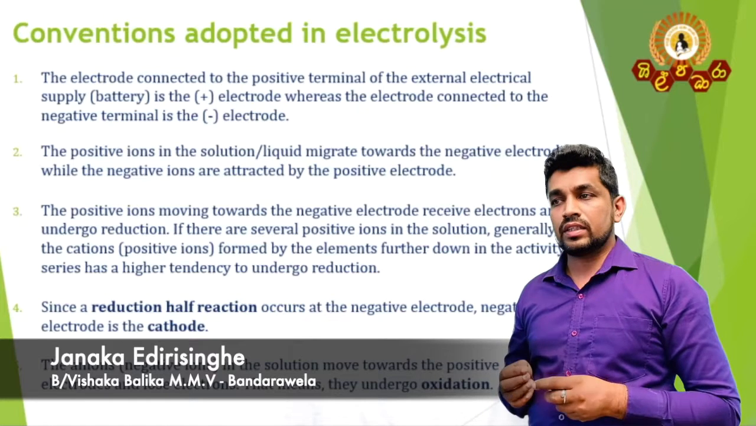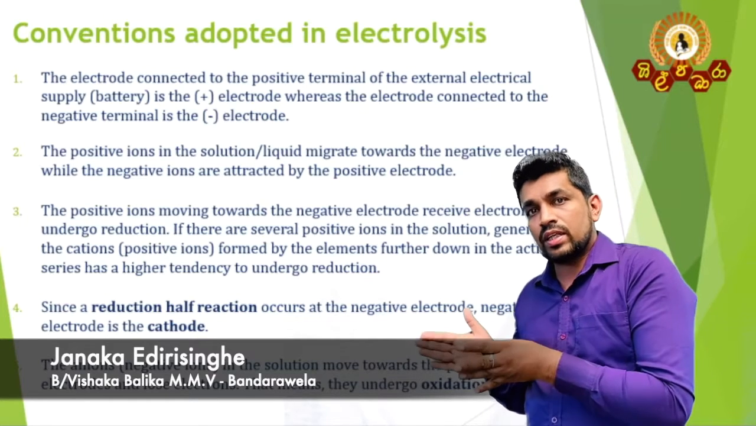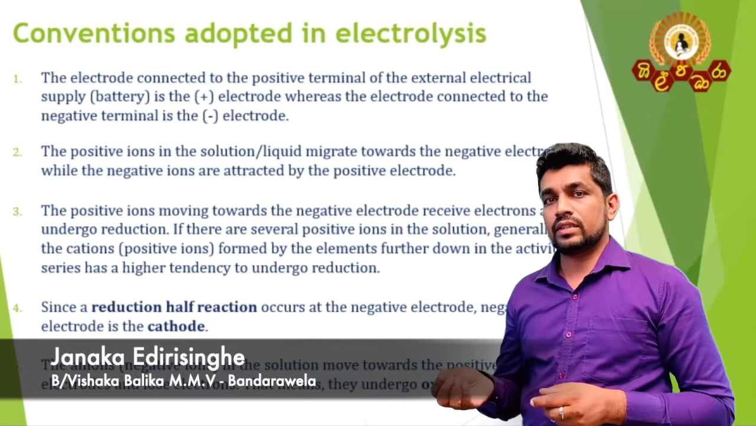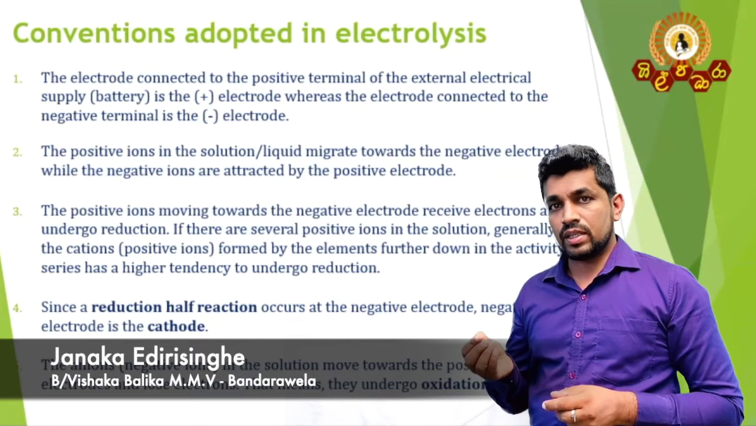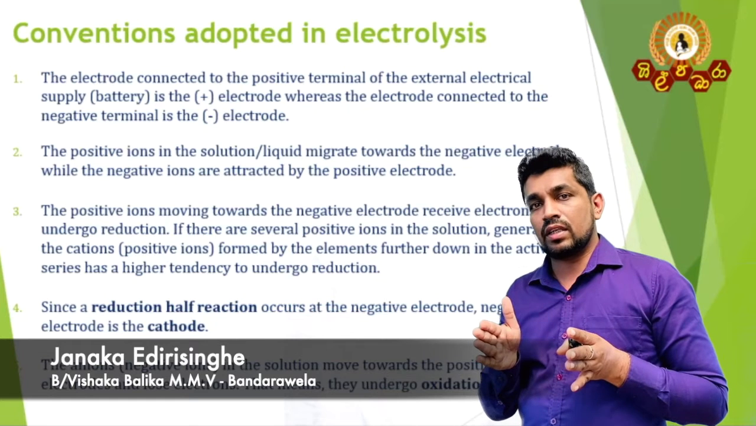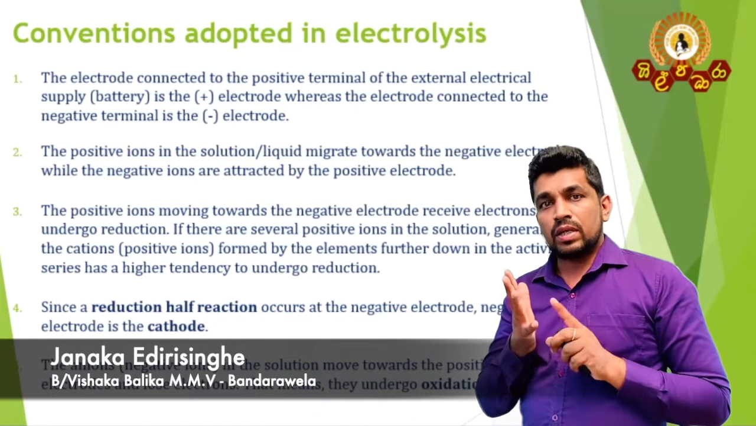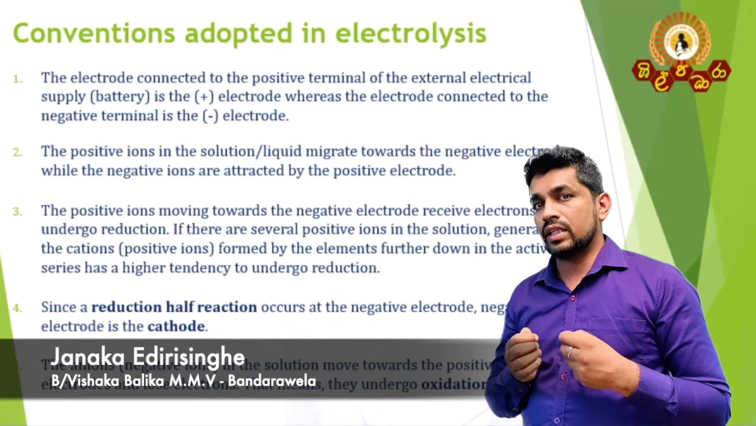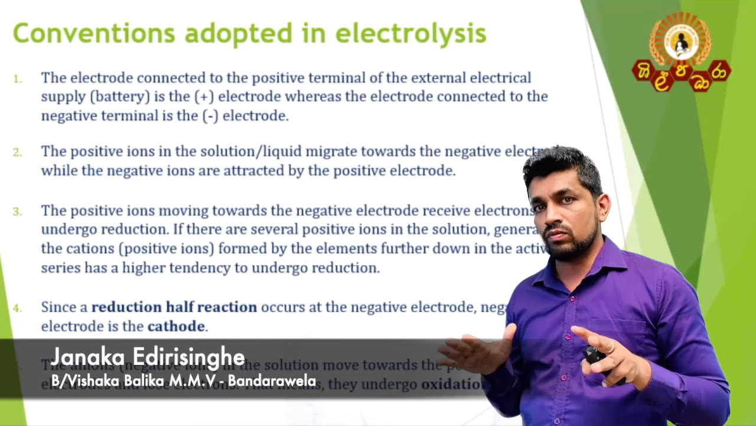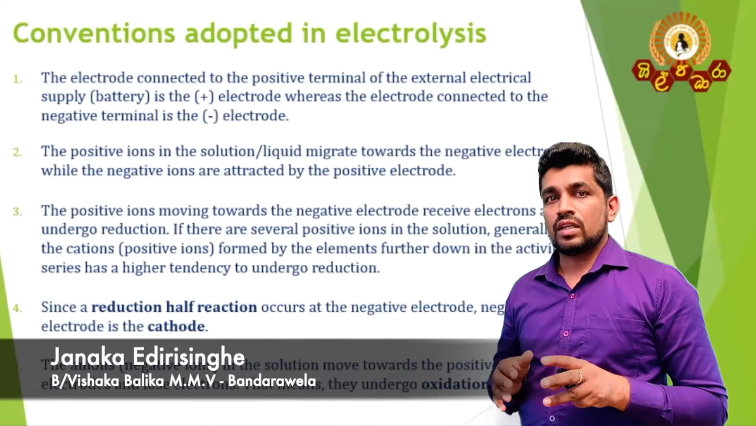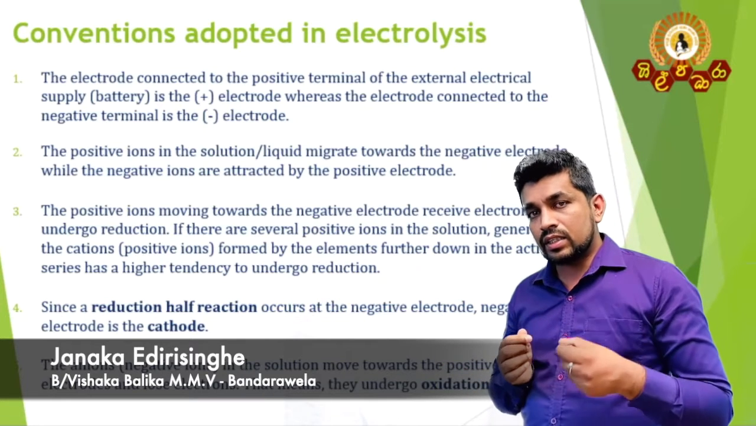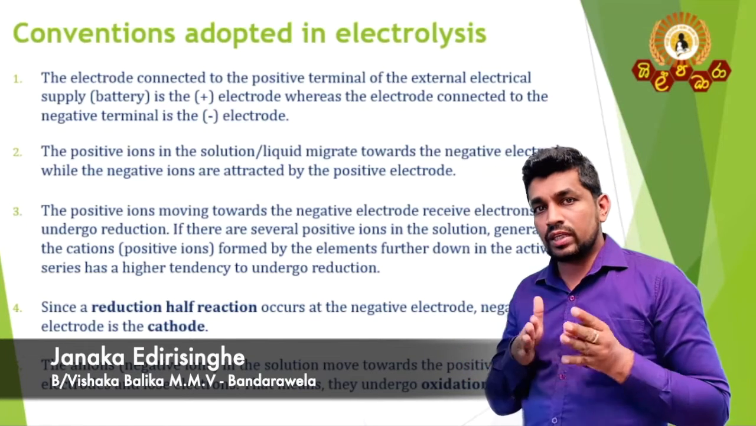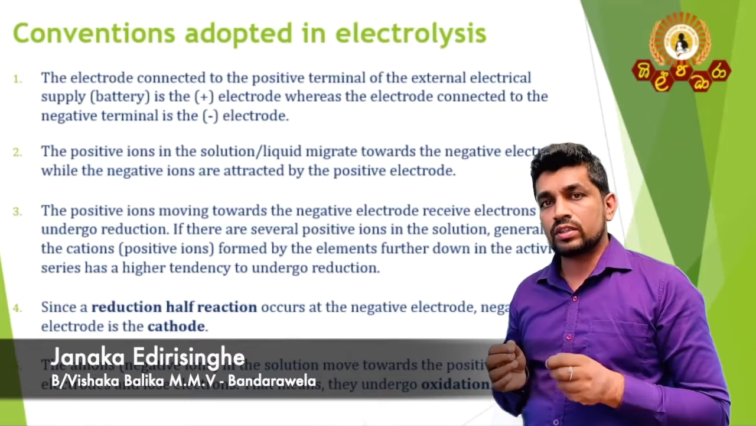The other one: I told you the negative ions reach the positive terminal and release electrons. Why? Because in this setup we have platinum or carbon electrodes. They are not releasing or gaining electrons, which means they have no involvement there. So we can identify that the negative ions in the solution are releasing electrons. That process we call oxidation.